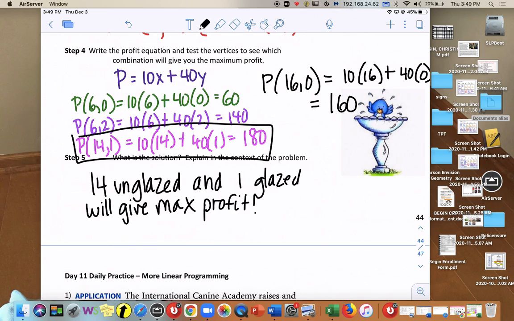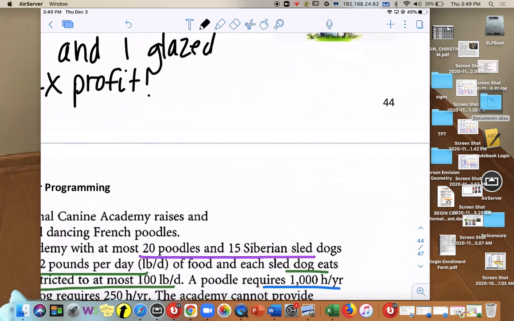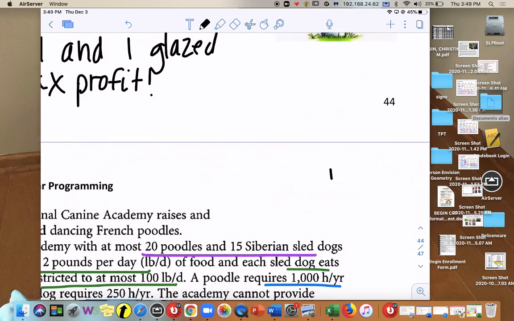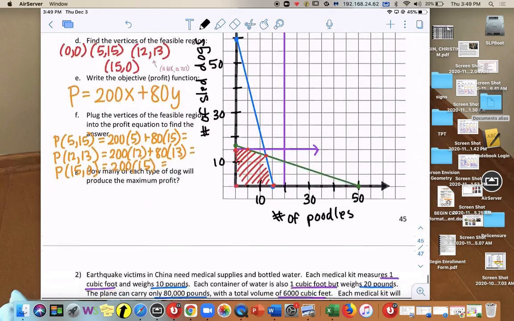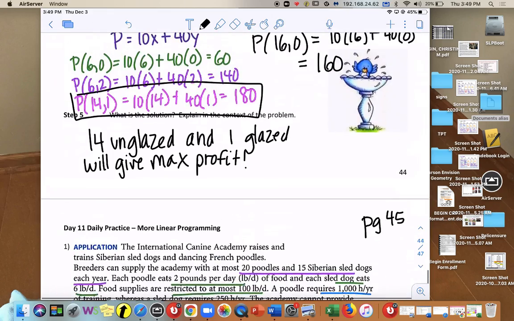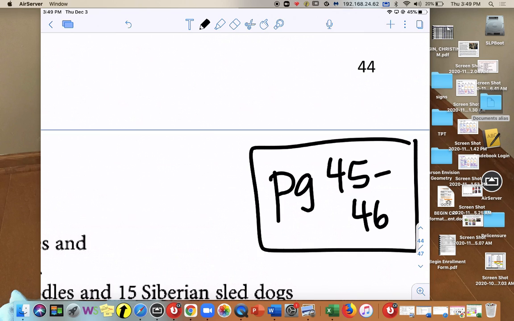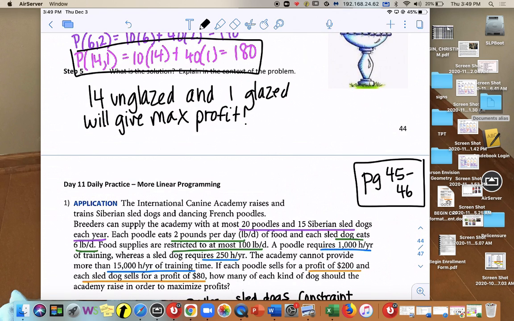All right, that is the linear programming problem. So your assignment then is to try one more on your own. The numbers are bigger, but you should still be able to do it. And I did put an answer key up, in case you wanted to check your answer. It's page 45 and 46. Looks like there's two more. And again, if you want to check Google Classroom, I did put that answer key up for you so you can try it and then check your answers.